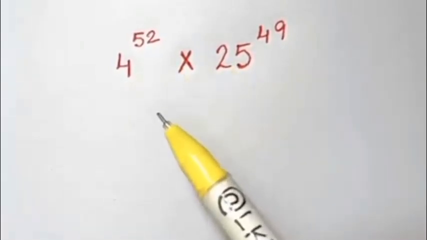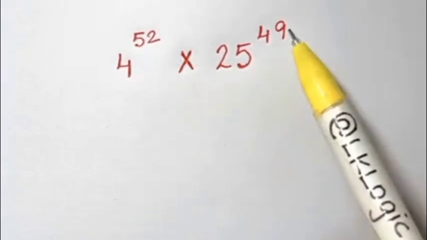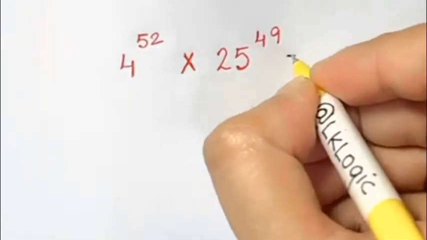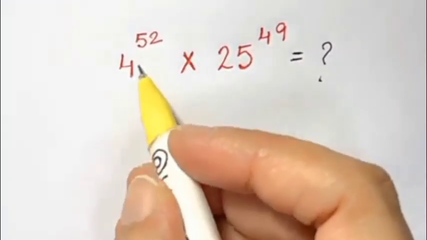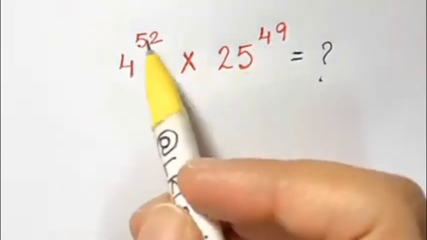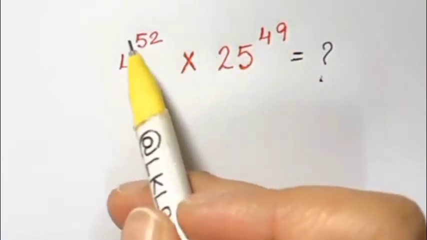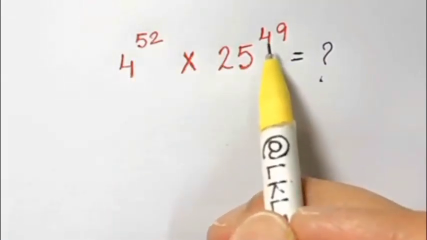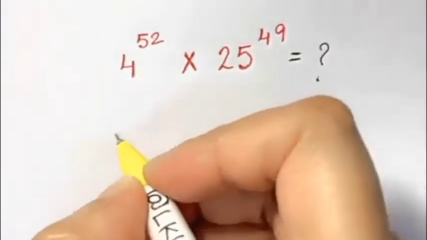Exponential question here, which is 4 to the power of 52 times 25 to the power of 49 equals what? So let's solve for that. Now here, as you can see, we have 4 to the power of 52 and 49. If you see the exponents, there is a relation because 52 and 49 are close to each other. So we can just write it as this one.